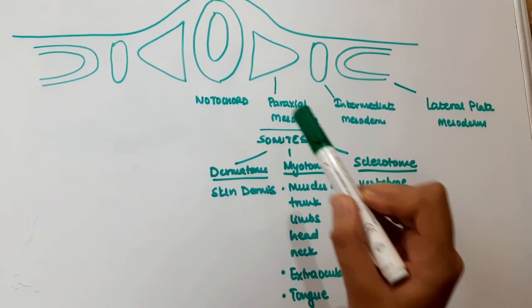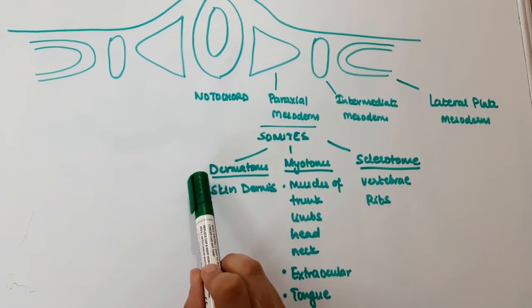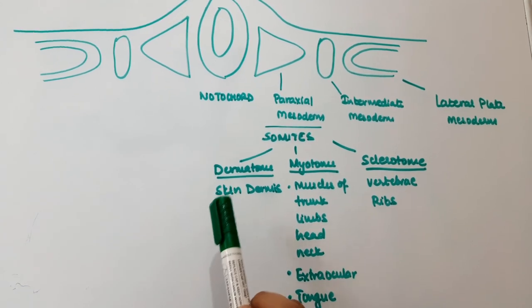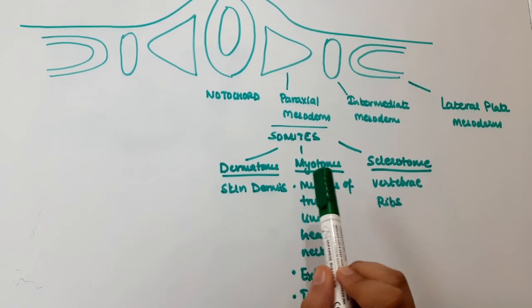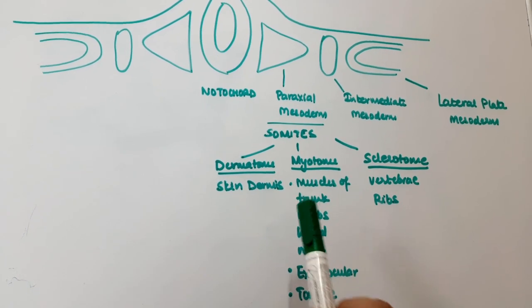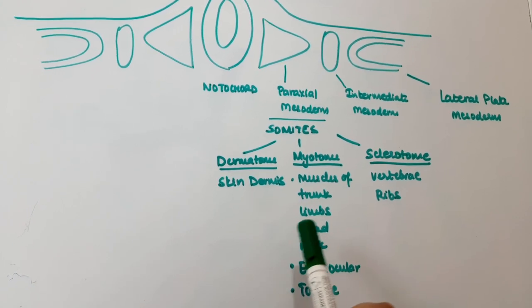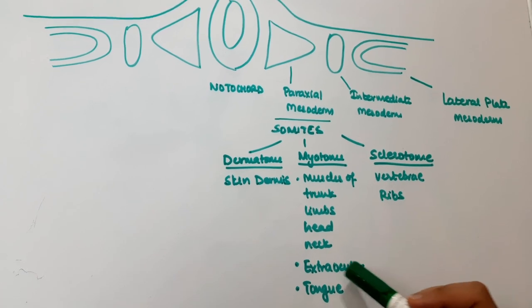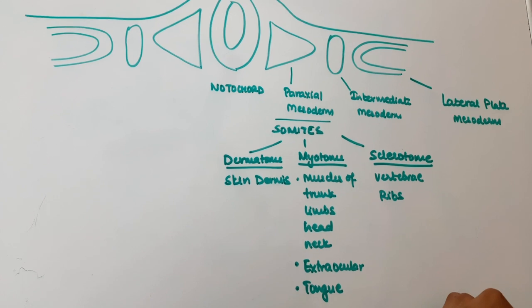The paraxial mesoderm is also known as somites. These somites can be divided into dermatome, myotome, and sclerotome. The dermatome gives rise to the dermis of the skin. Myotome means muscles. Myo means muscles. So myotome will give rise to muscles of the trunk, the limbs, head and neck. Along with that, they will also give rise to extraocular muscles and tongue muscles.